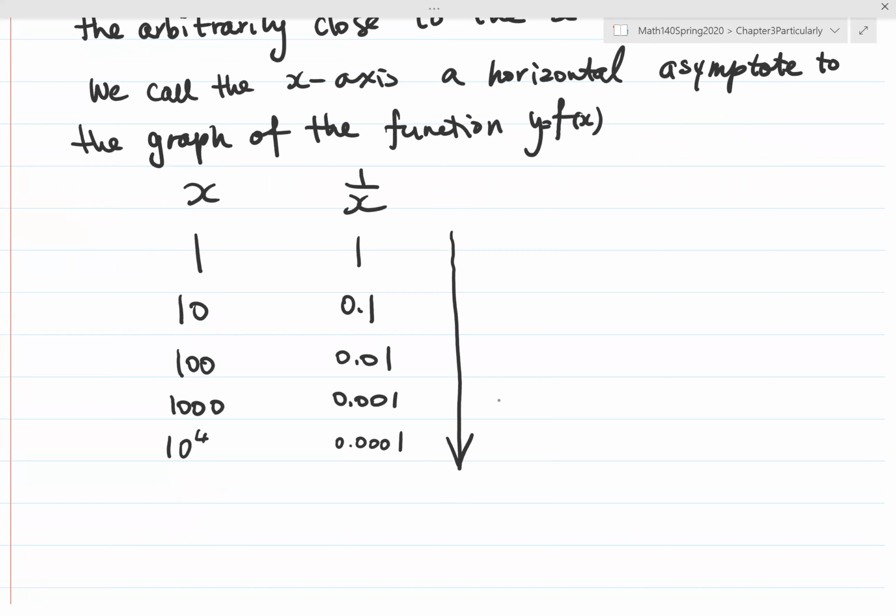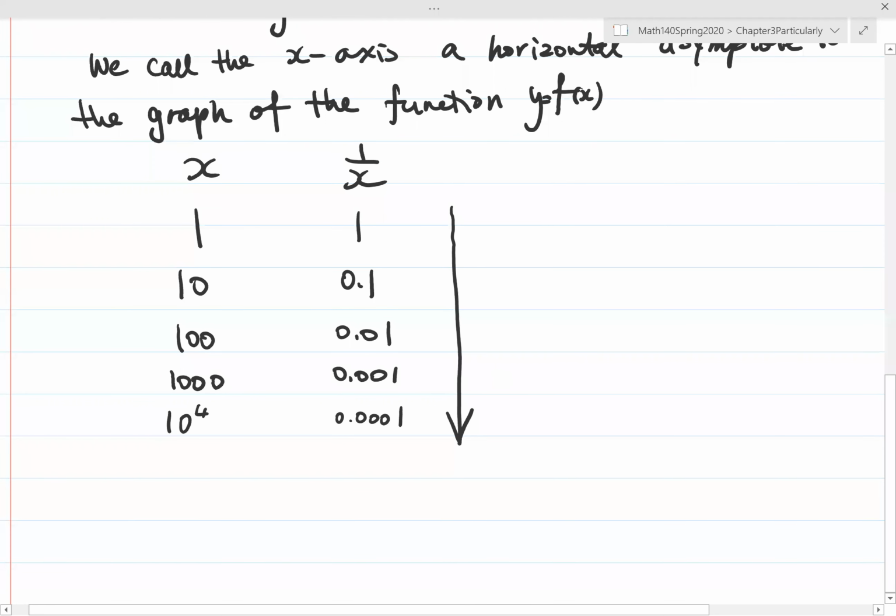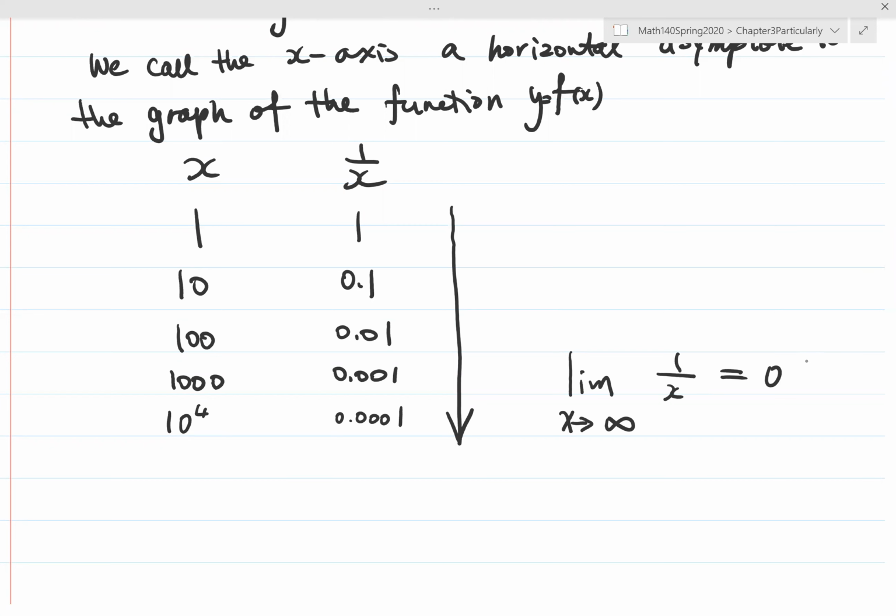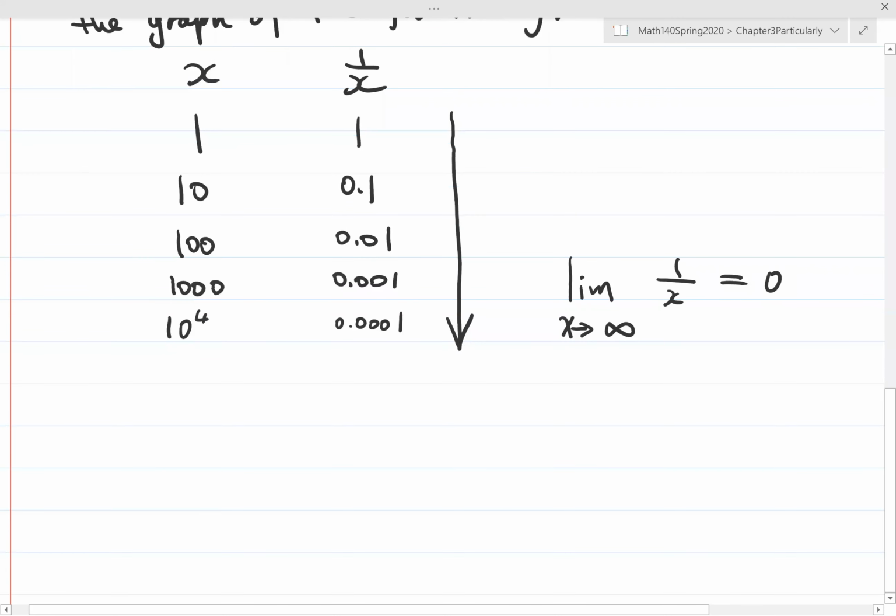Then we see that if a number gets arbitrarily close to 0, in this case the limit gets arbitrarily close to 0. So the value of 1 over x gets arbitrarily close to 0 if x becomes sufficiently large. In this case, we see 1 over x has limit 0.